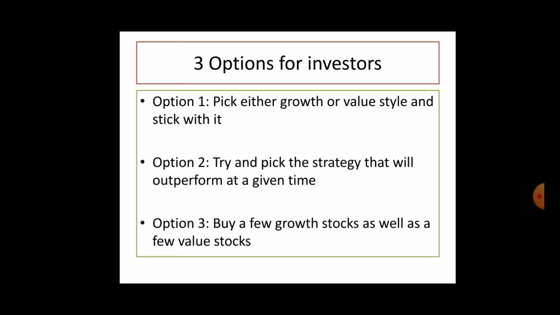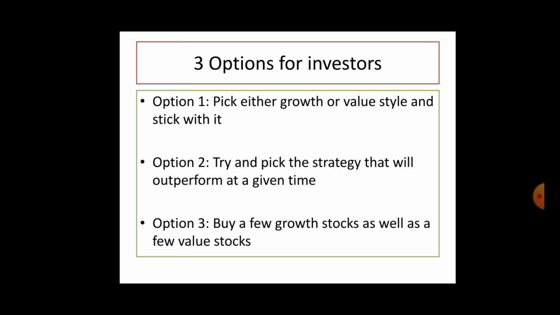Now, we shall see on the above considerations, investors can choose between three possible options. Option 1, pick either growth or value style and stick with it. Option 2, try and pick the strategy that will outperform at a given time. Option 3, buy a few growth stocks as well as a few value stocks.